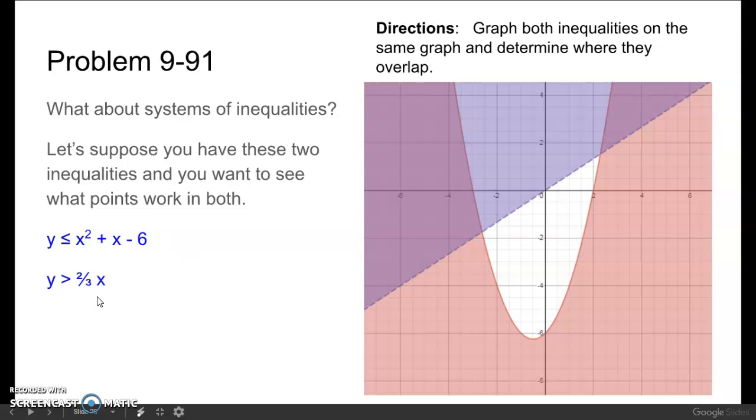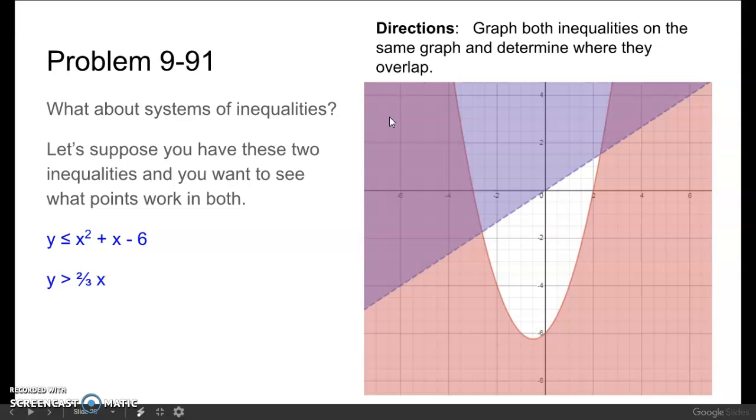This is actually a linear inequality. y is greater than 2/3 x. So you can see here's the y-intercept. You go to the right 3, up 2. So here's your next point, dotted line. And it's going to be above that line. So there's that, so that's purple.